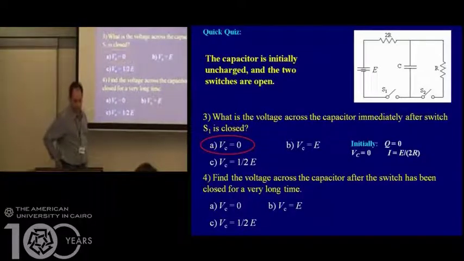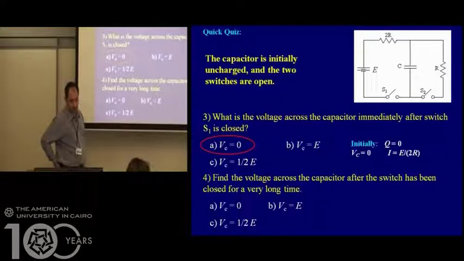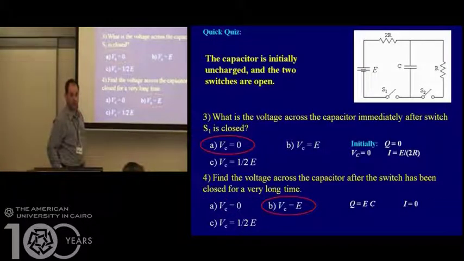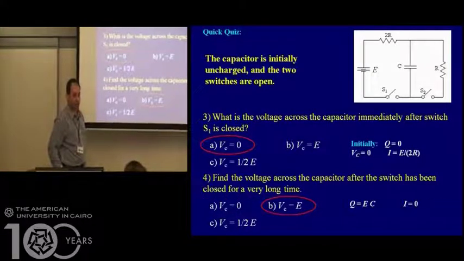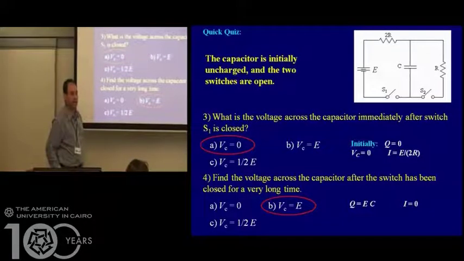Part 2, find the voltage across the capacitor after the switch has been closed for a very long time. E. Well, the charge will start to build up on the capacitor in such a way that after a very long time, the potential across the capacitor will equal the potential across the battery, and this is the reason that we will not have any current flowing in that circuit, and the capacitor will act like an open switch.